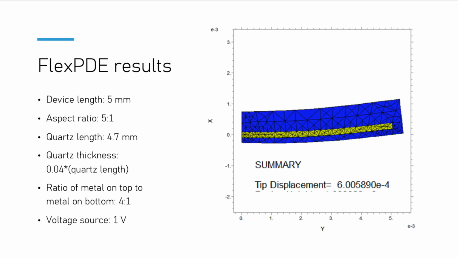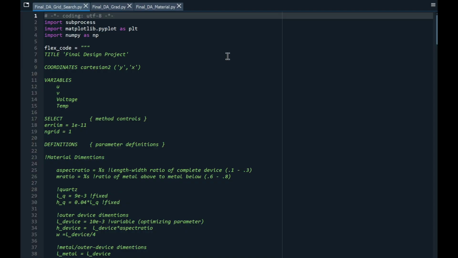Now, adding in the thermal effects, we can see that the beam bends up. This is because more heat is generated in the thin piece of metal on the bottom, meaning it has higher thermal strain. In the final design, we'll set the voltage source so that both sources of strain cause bending in the same direction. All of our tests match theory, providing proof of our model's validity. Now we combine this FlexPD code with Python.